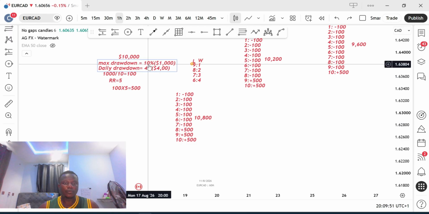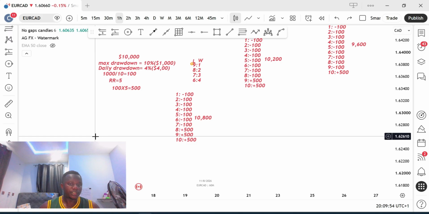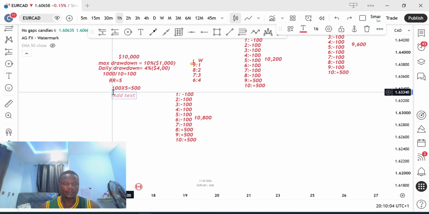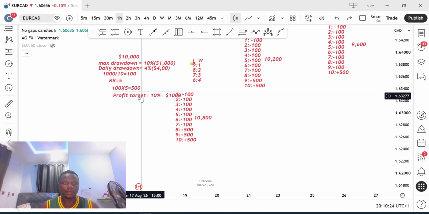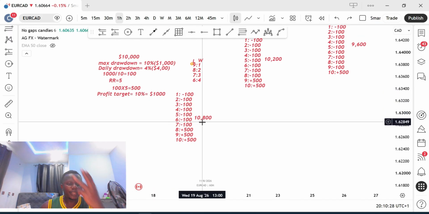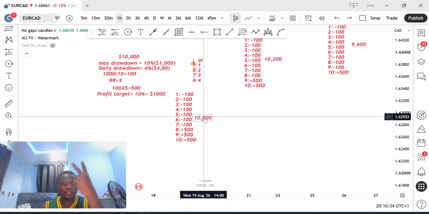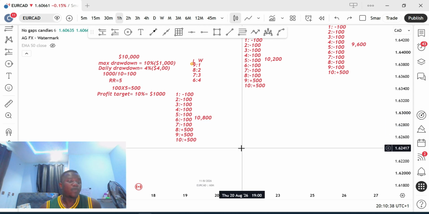Now, let's say what you need to make to pass this account is 10%. 10% is how much? That is $1,000. That's 10% of $10,000. That is the profit target. Let me include the profit target here. Profit target is equal to 10%, which is equal to $1,000. So by winning only 3 trades out of 10, you have made $800. It remains only just $200 for you to pass this challenge, just by losing a whole 7.